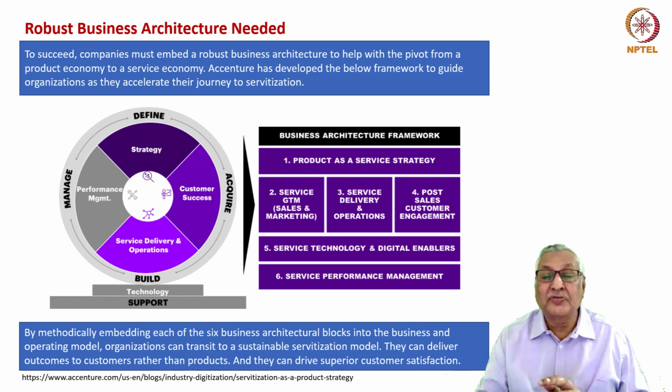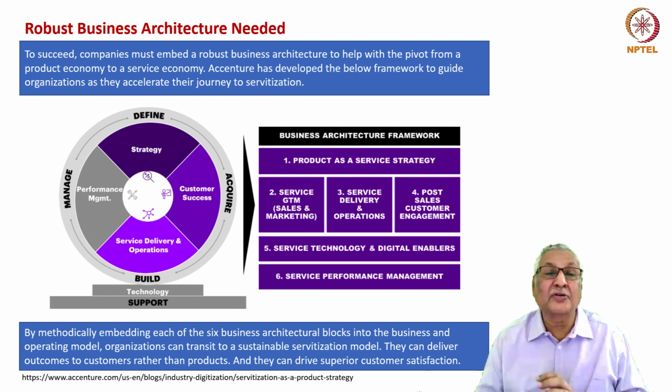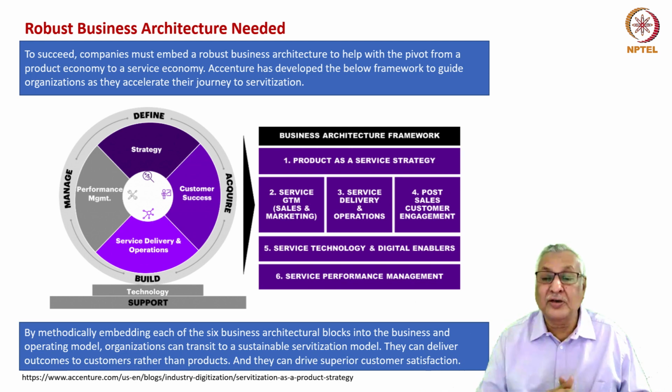Second, you look at service GTM, sales and marketing. You look at service delivery and operations. Then you look at post sales customer engagement. Then you understand technology for service as its own requirement. It is not just a kind of bill of materials that need to be cataloged and logistically provided to the consumer. With a service technician, it is much more than that. So, service technology is an entirely different bundle of technologies with digital enablers. Then you have service performance management. By methodically embedding each of these six business architectural blocks into the business and the operating model, a company will be able to transit to a sustainable servitization model.